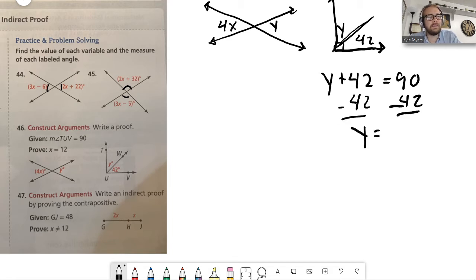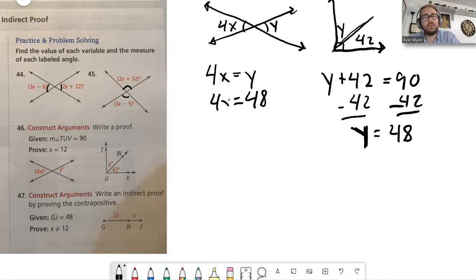And this would be, I believe, 48. Yeah? Make sense? Subtract 48. So y is now 48. Okay. So if y is 48, then that means that, and we also know 4x is equal to y, because those are vertical angles, right? So then I can plug in 48, and that's equal to 4x, and then I divide by 4, and x is equal to 12. Look at that.